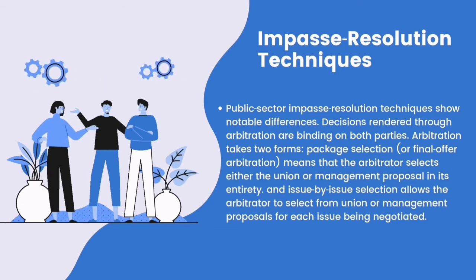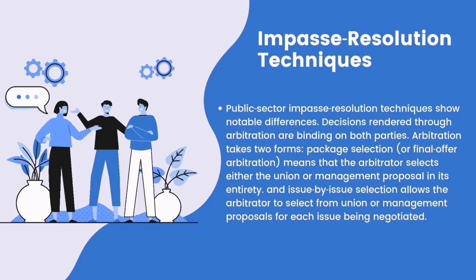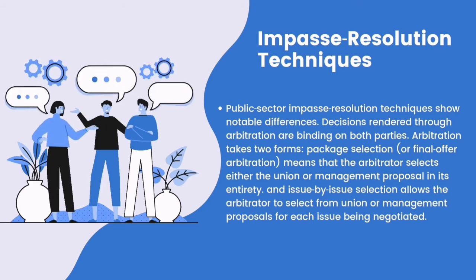Arbitration takes 2 forms. Package selection, or final offer arbitration, means that the arbitrator selects either the union or management proposal in its entirety. And issue-by-issue selection allows the arbitrator to select from the union or management proposal for each issue being negotiated.